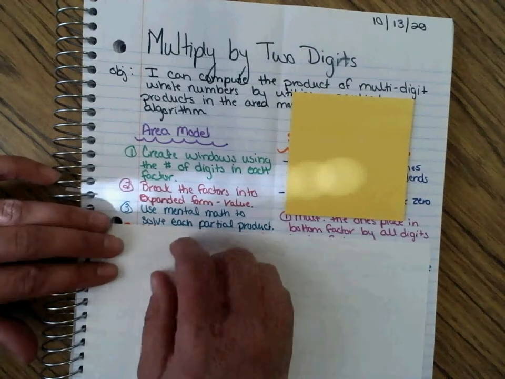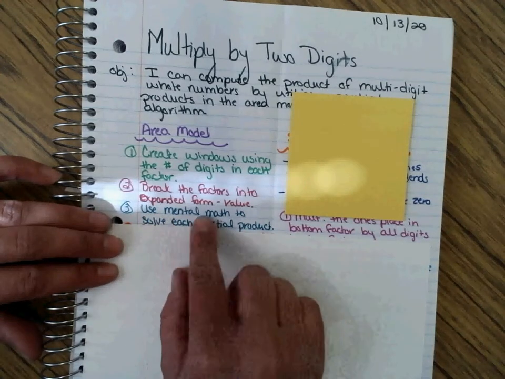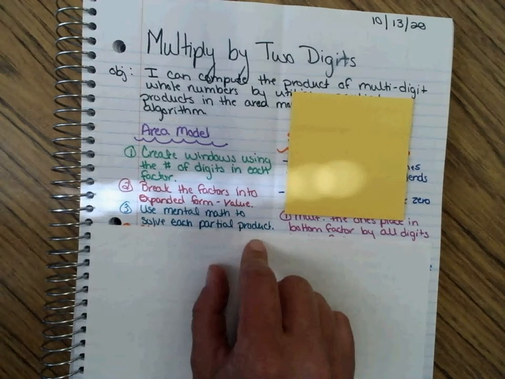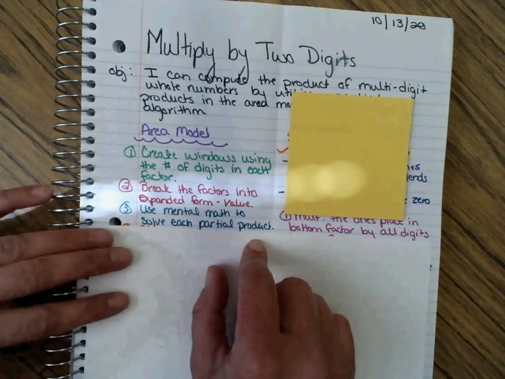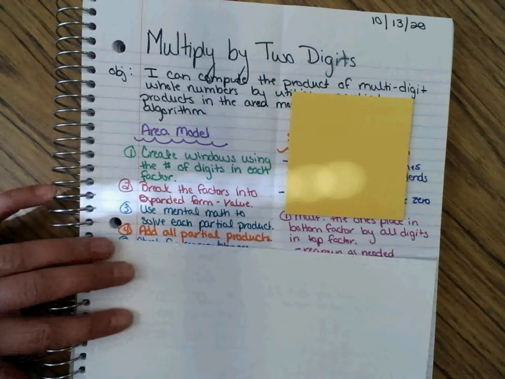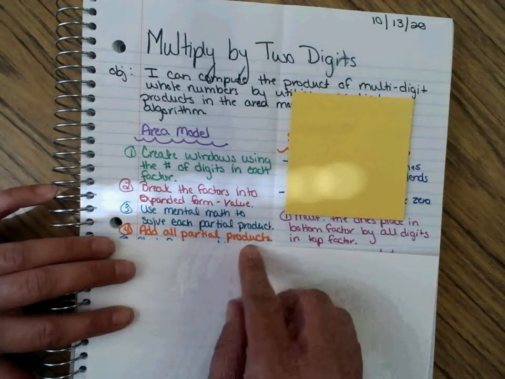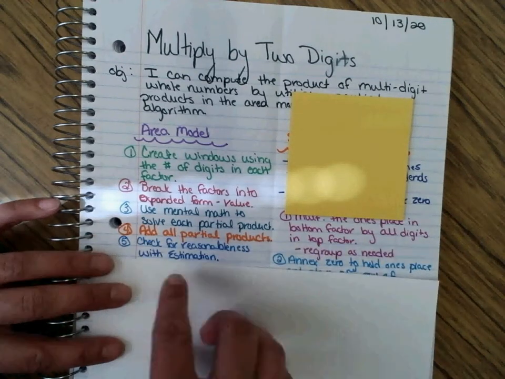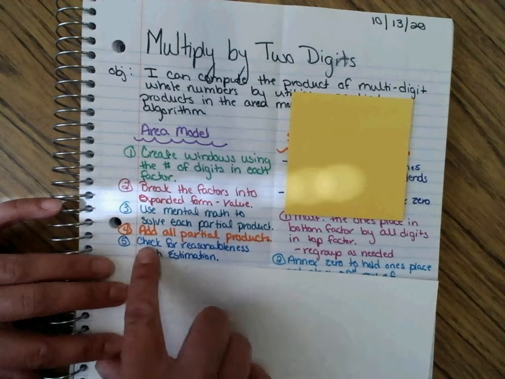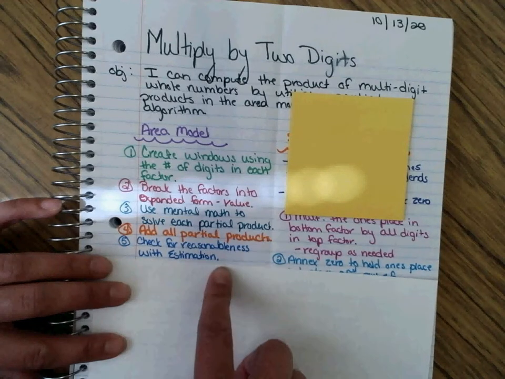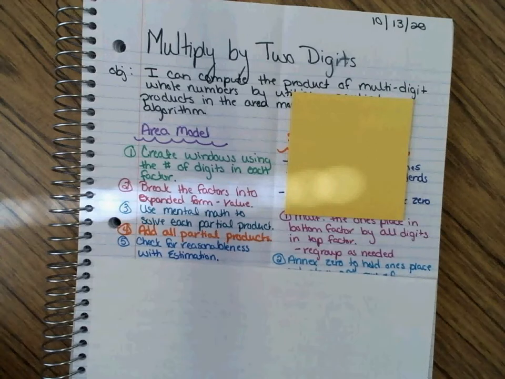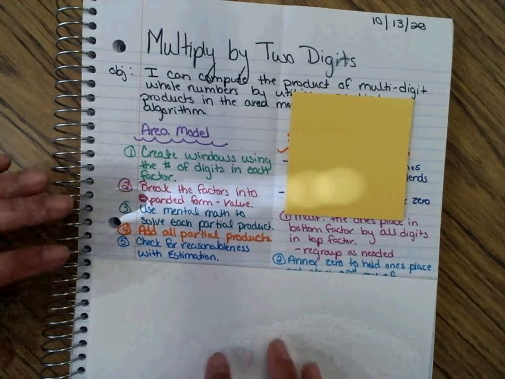Then it brings us to step 3. We're going to use mental math to solve each partial product. Just like we did. Still continuing on. Step 4, we're going to add all partial products. And step 5, we did this yesterday, but we forgot to write it as a step. We're going to check for reasonableness with estimation. Right? So remember to pause the video, and then when you're finished with those, go ahead and unpause it, and we will look at a few example problems.